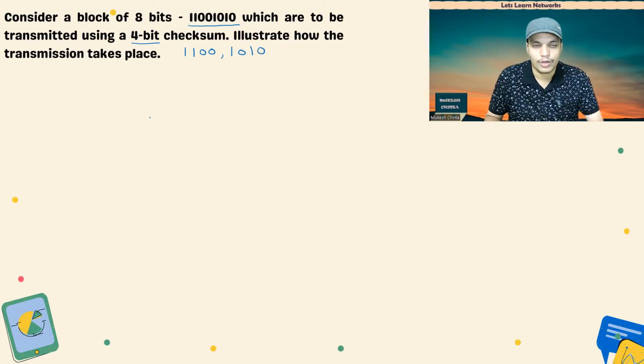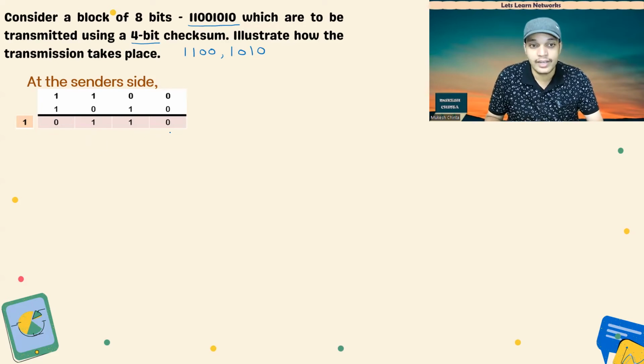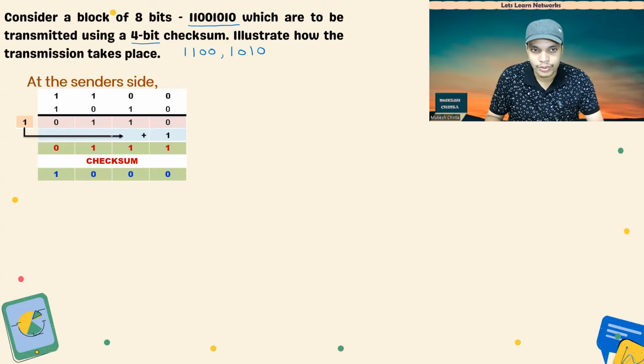So what do you do? You simply add them. Just write like this: 0 plus 0 is 0, 0 plus 1 is 1, 1 plus 0 is 1. I wrote them in the form of a table for better clarity. 1 plus 1 is 0 and a carry 1. Because I have to get the checksum as 4 bits only, I add this carry to my least significant bit. I put this 1 here, and now I get 0. This 0 plus 1 is 1, so 1 1 1 0. This is my sum, which I got by adding my data blocks.